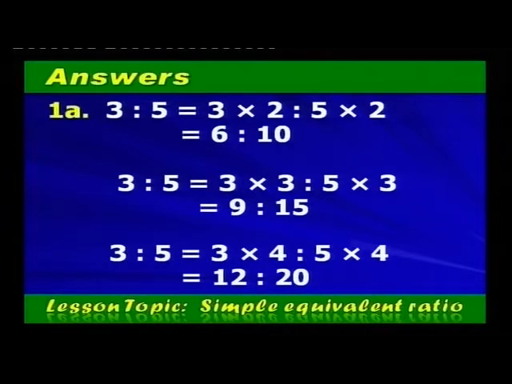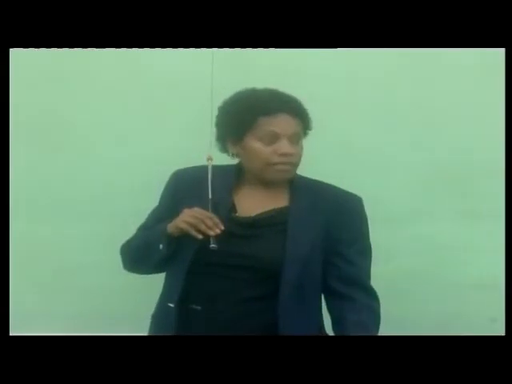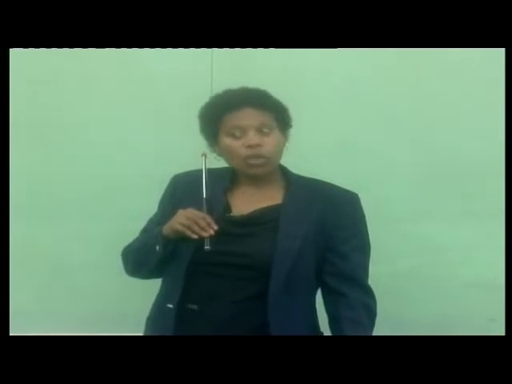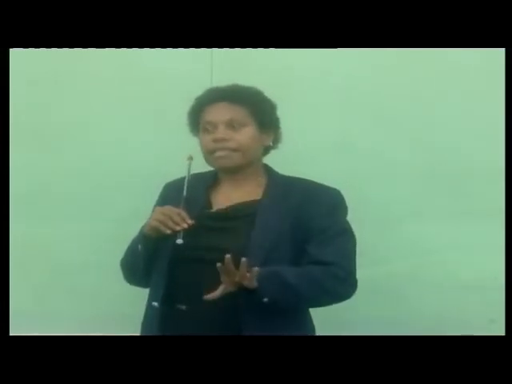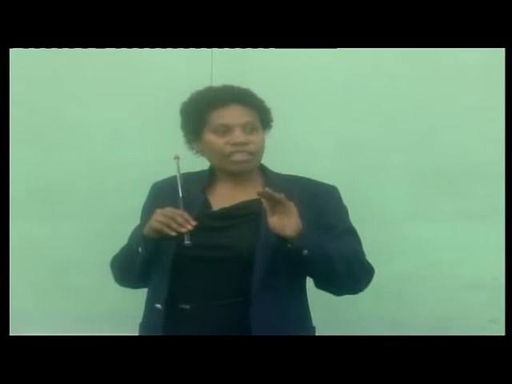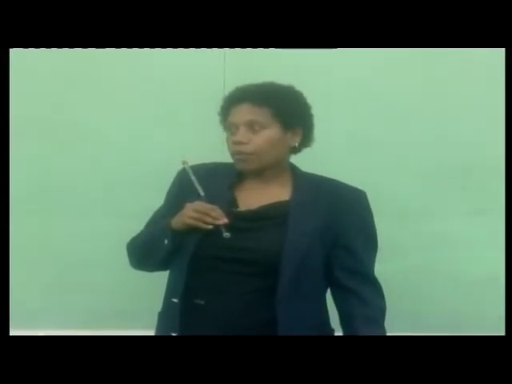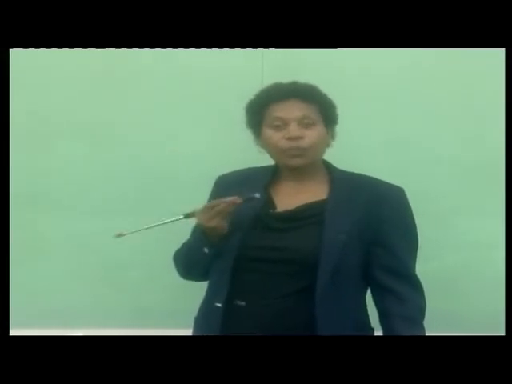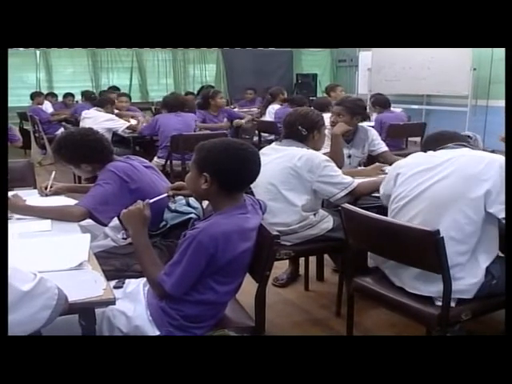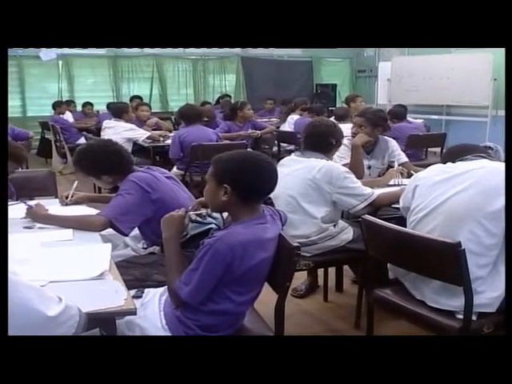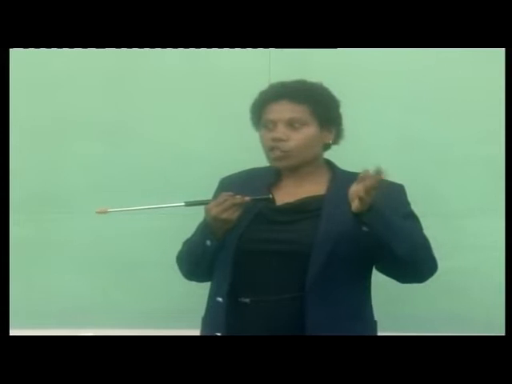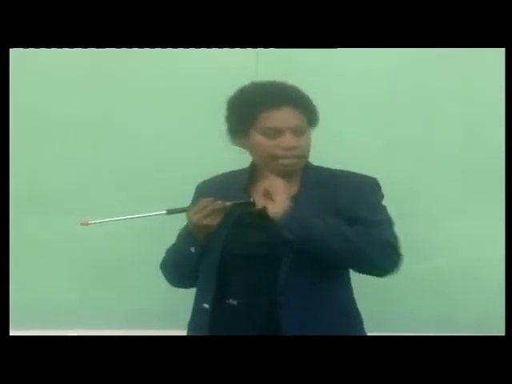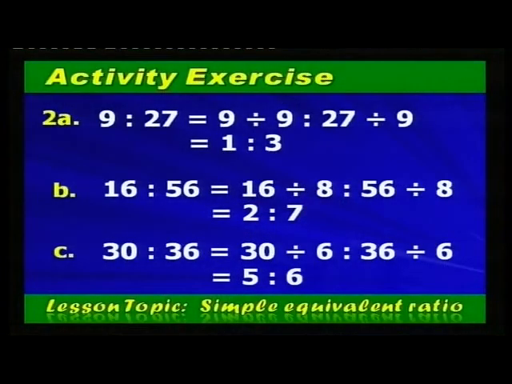Okay, good. All right, let's look at the other activity, activity 2. This time you were to get the simplest equivalent ratio for each. Now, what operation did you use to get the simplest equivalent ratio? Receiving students? Good. You divide. So it's the same. You divide one side of the ratio with a number, you also do it on the other side. Okay, let's try.